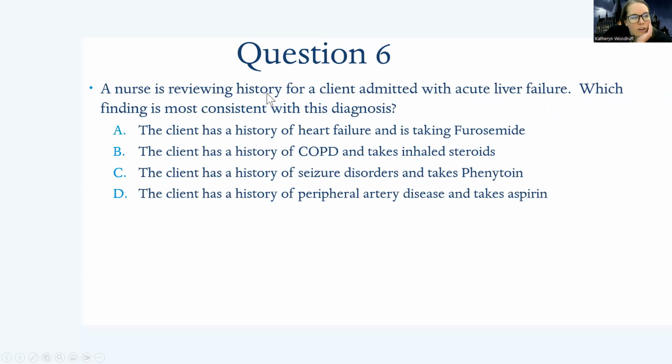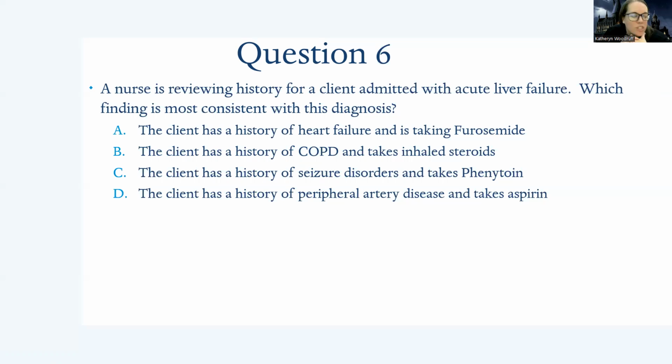Question 6, a nurse is reviewing history for a client admitted with acute liver failure. Which finding is most consistent with this diagnosis? So in other words, it's looking at risk factors for acute liver failure. Remember, we've talked about cirrhosis and hepatitis so far. Now this is talking about acute liver failure, which is a little different. So I'm thinking, what is the patient going to tell me that I'm going to be like, oh, that's probably what put you at risk?